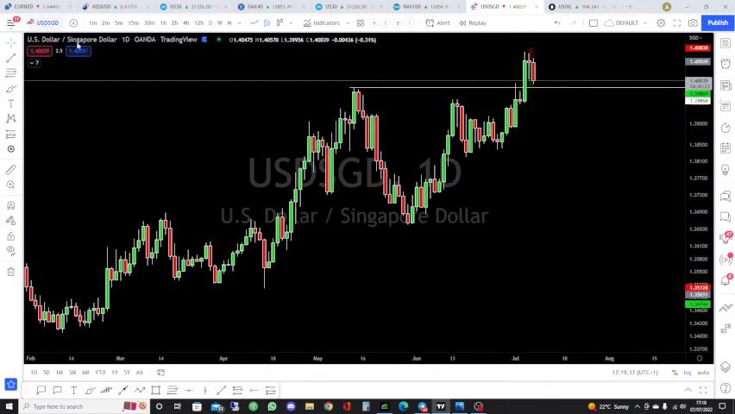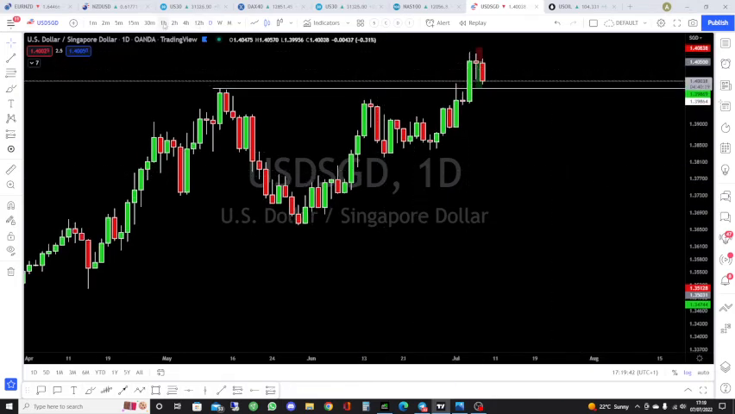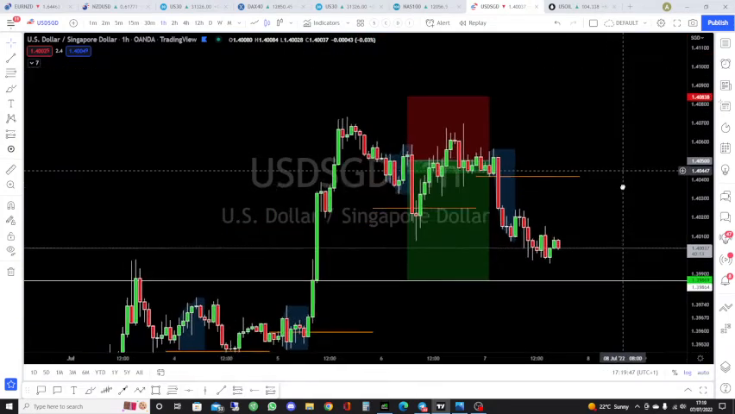We call this one USD Singapore dollar. Yeah, we took this level here. You see how the market went up. I mapped this one, but I didn't take it. I just didn't see a good entry place.